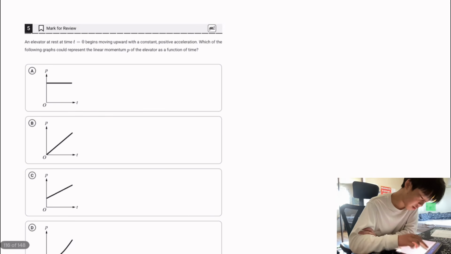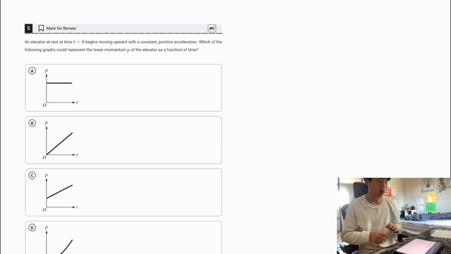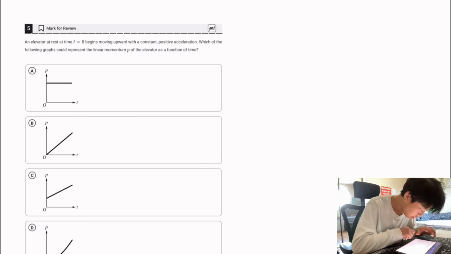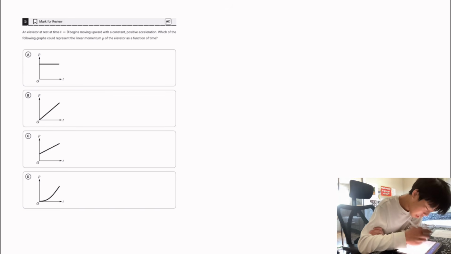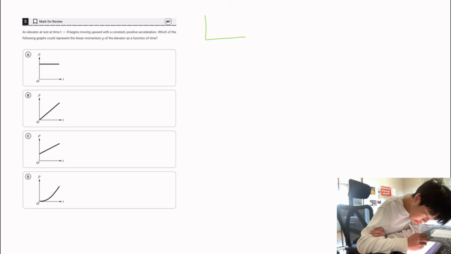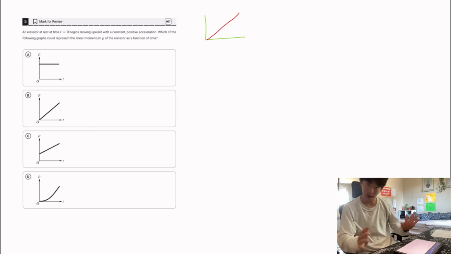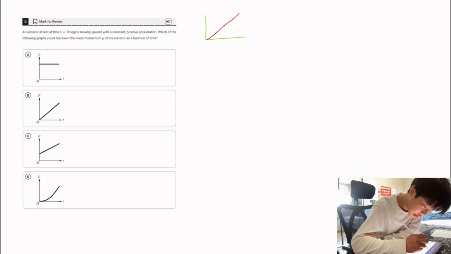Next question. So this next question is also super conceptual. Conceptually, we need to understand that when an elevator is moving up with constant acceleration, constant is just another way of saying linear. So when the elevator moves up, the acceleration looks like this. Right? I'm not saying anything fancy here.